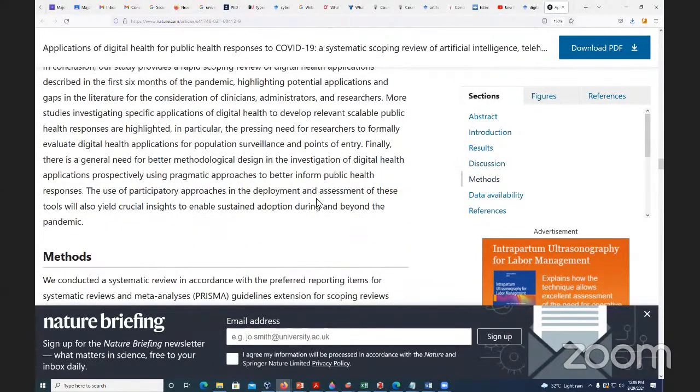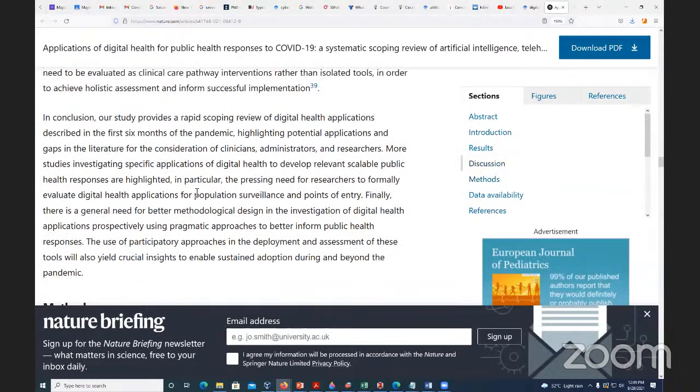Can anybody tell me what they're talking about that you need to do in practice? Wait, repeat that. What does this paper say in this paragraph? This paragraph right on the screen. What does the paper say about what could be changed in practice in this thing called digital health tools or digital health interventions?